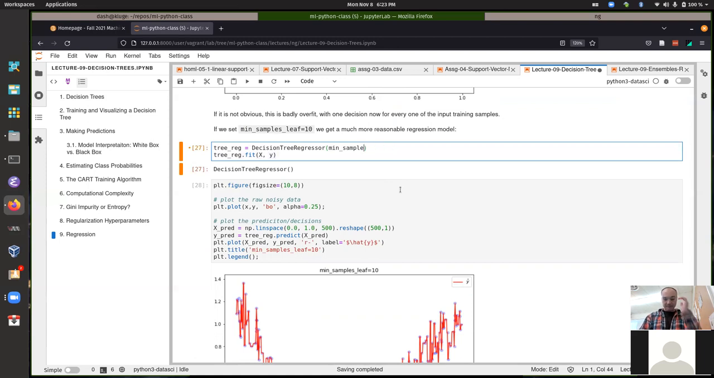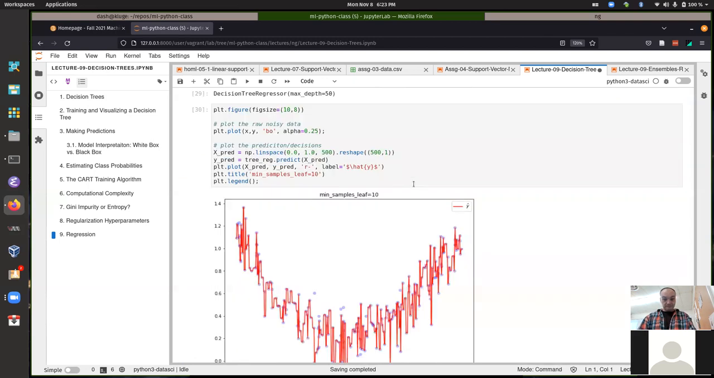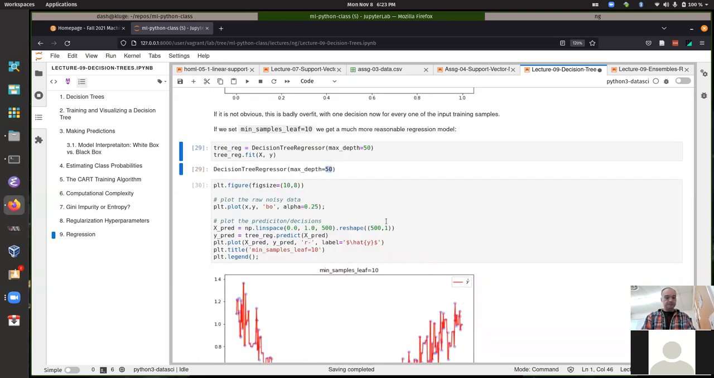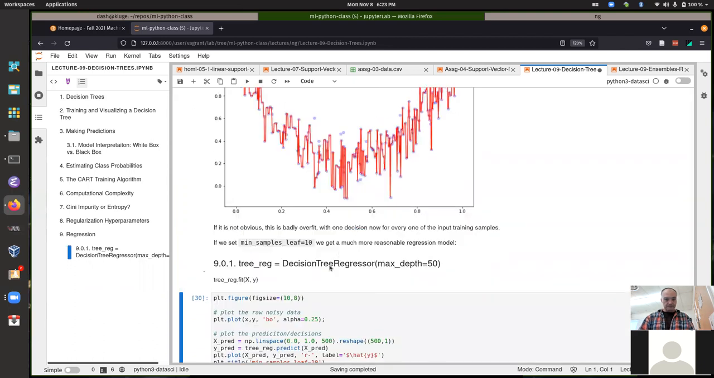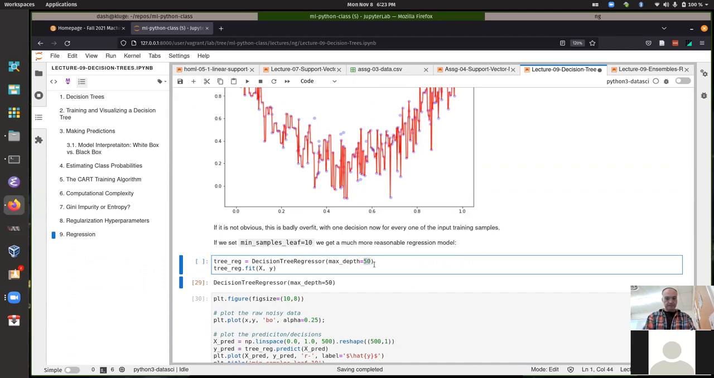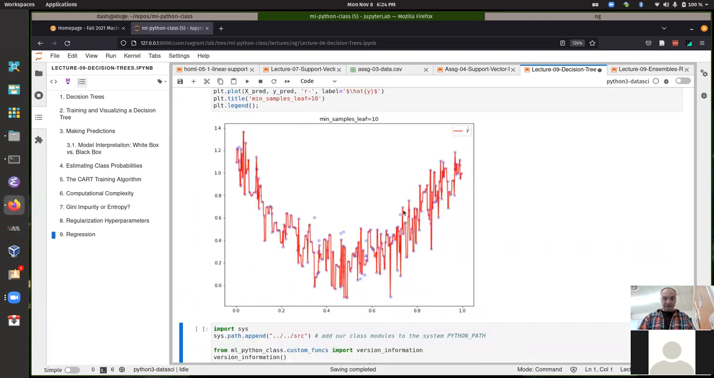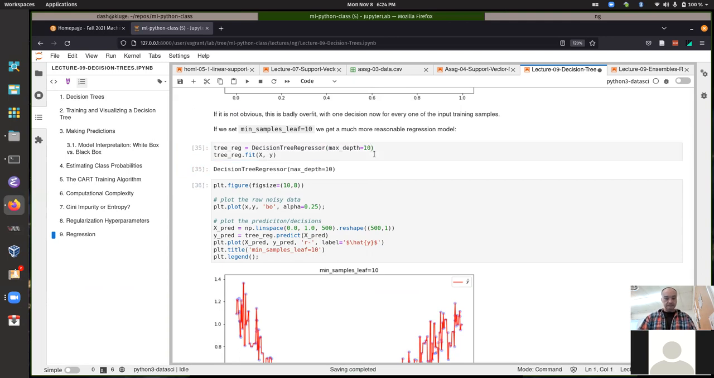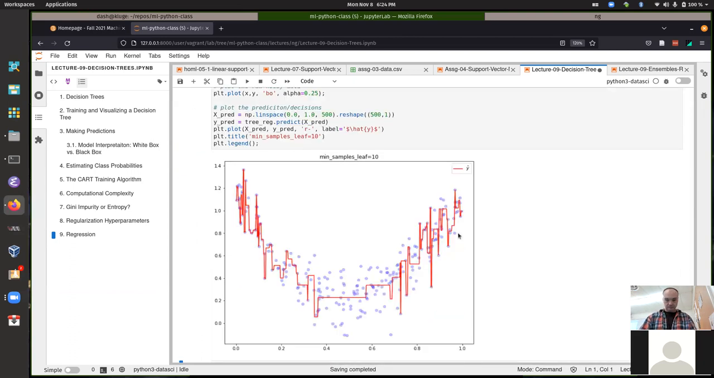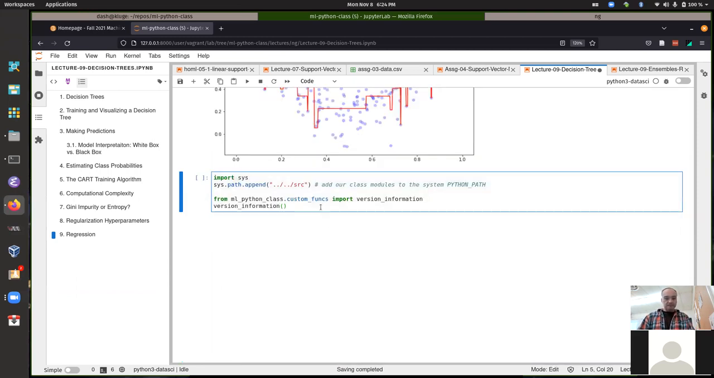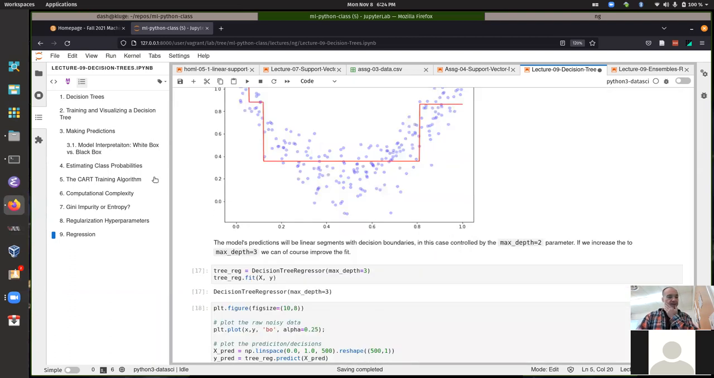So maybe I'll go to max depth, which will probably illustrate better what I'm trying to get at here. So again, that's quite too much. Well, you can play around with that. It's still kind of more than I was thinking it would be. So that's it for decision trees.